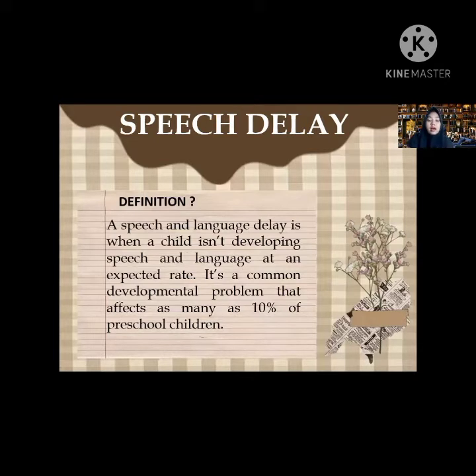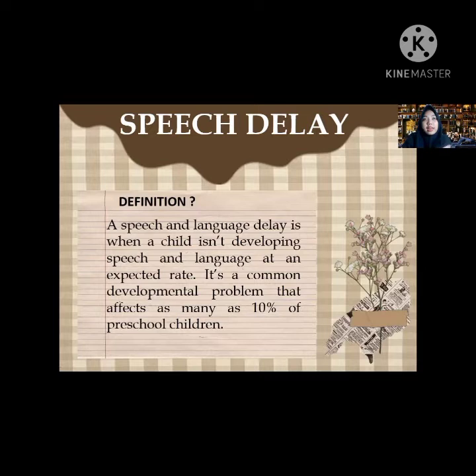Before we start our explanation, it would be better if we know about the definition of speech delay itself. So here we go. Okay. As we know, a child develops at his or her own pace, but if our child doesn't talk as much as most children at the same age, maybe the problem is speech delay.